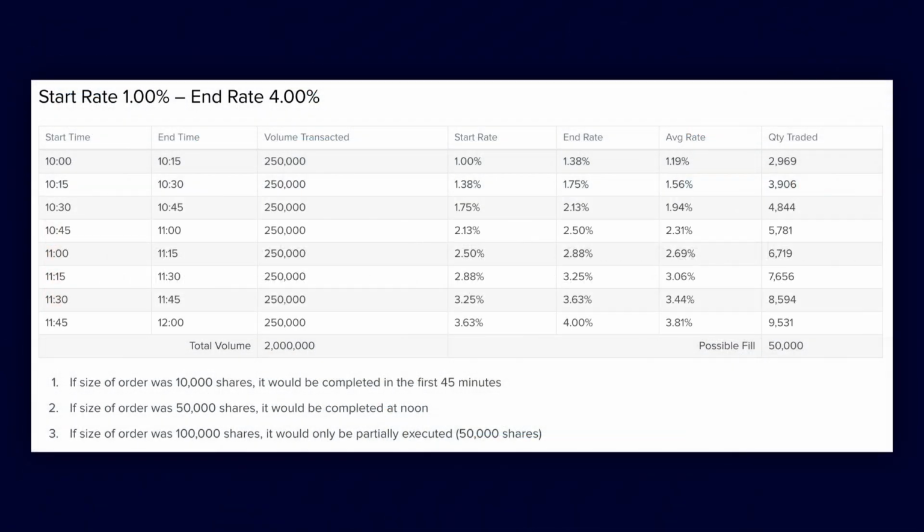For example, if the investor submits an order for 50,000 shares over a 2-hour period and selects a starting rate of 1% and end rate of 4%, and 250,000 shares trade every 15 seconds, it would look like this chart. If the overall quantity was 10,000, with the same parameters, it would be filled within 45 minutes, and if the overall quantity was 100,000, the order would only be partially executed, leaving 50,000 shares unfilled.